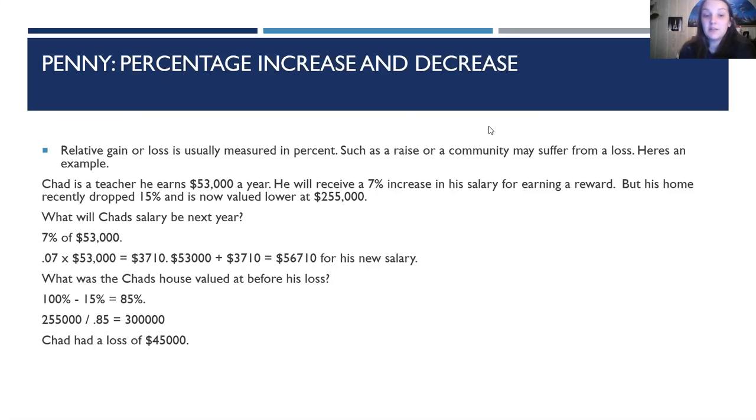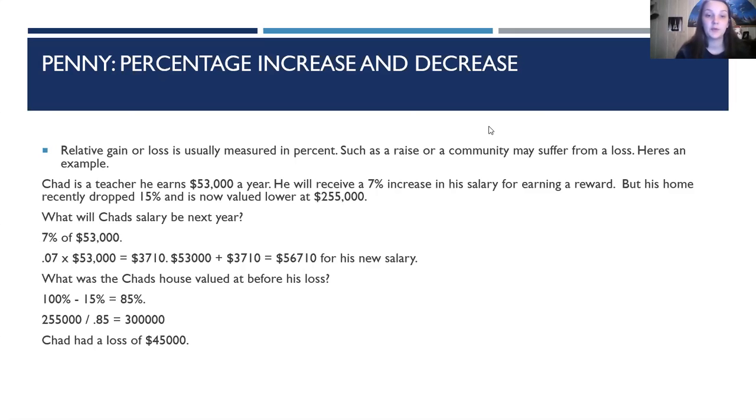So you do 7% of 53,000. 0.07 is the decimal for 7%, and you multiply that by 53,000, which is equal to 3,710. So 53,000 plus 3,710 is equal to $56,710 for Chad's new salary.